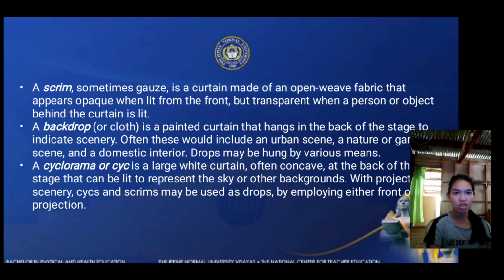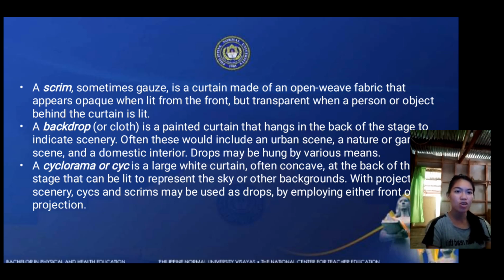Next, we have the backdrop, or consider it as a cloth. It is a painted curtain that hangs at the back of the stage to indicate scenery. It's either a garden or a forest, anything. Often this would include an urban scene, a nature scene, or a garden, as I said earlier, and a domestic interior. Drops may be hung by various means. It depends on the kind of play.